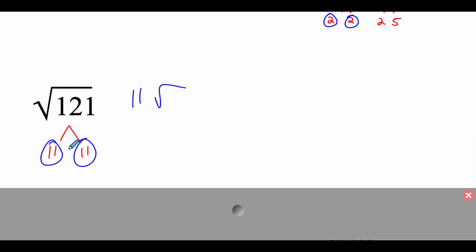Now underneath the radical, we look for something that is left over. And if we look, there's nothing left over. So what that tells me is that this radical is no longer necessary to have there. Now 121 is actually a perfect square. Maybe we didn't recognize it right away, but it is. The square root of 121 just turns into 11.